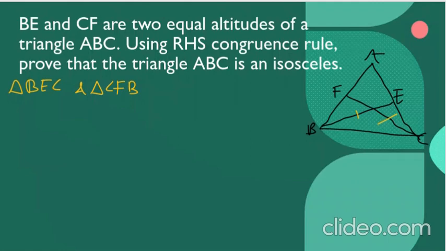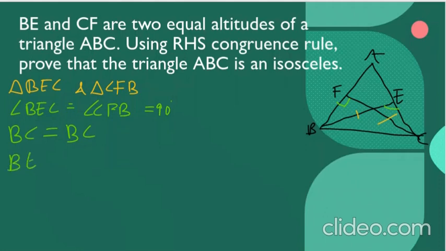Now what things will be common here? Think about it. First one, angle BEC. Angle BEC is equal to angle CFB. Right? They both are equal. Why are they equal? Because they both are 90 degrees. Super easy. Next, BC is equal to BC. Why? That is my common side.